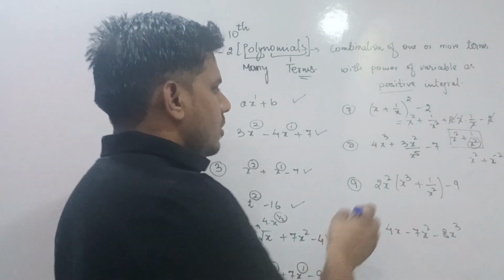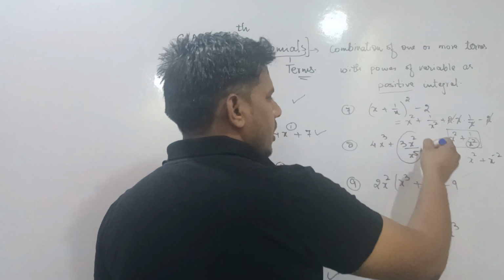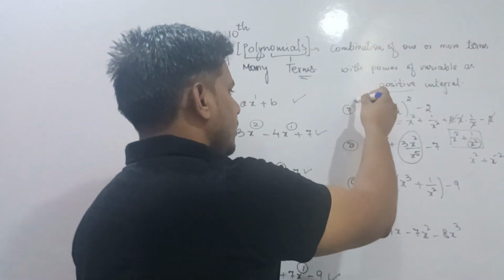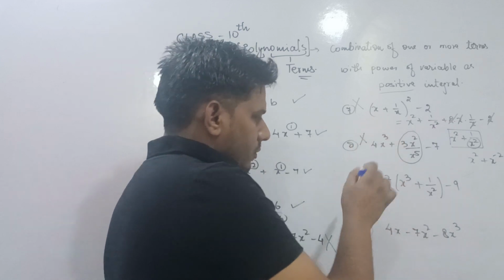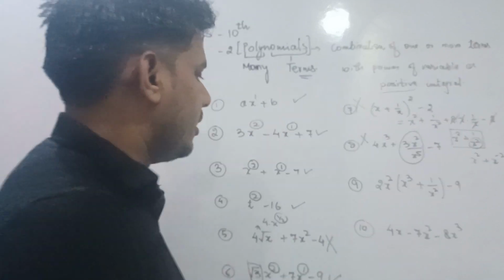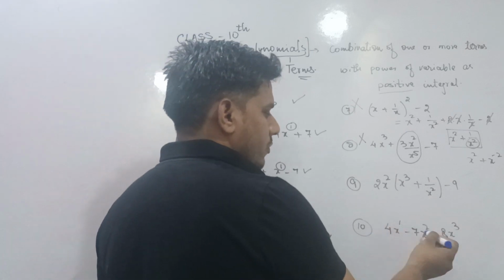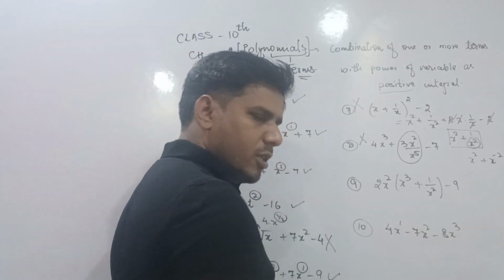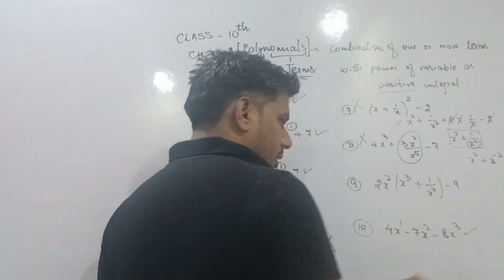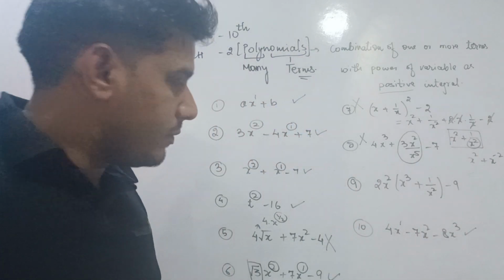Eighth one, after simplification you can check here x raised to minus 3 will be left in the second term, so it will also not be a polynomial. If you are going to first talk about the 10th one, here we have power of variable as 1, power of variable as 2 and power of variable as 3, so it will be a polynomial, so 10th one is the polynomial. Now we talk about the 9th one.